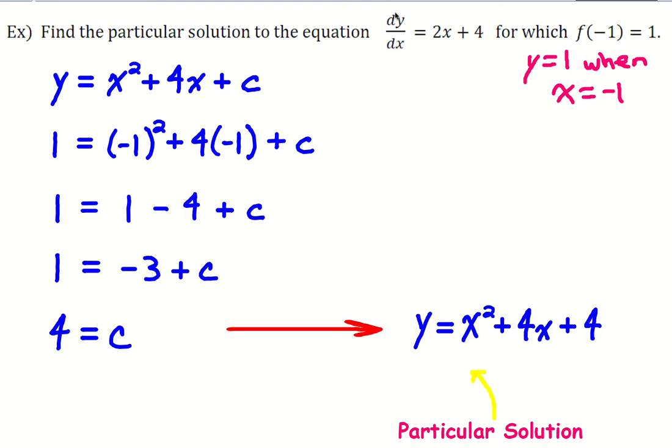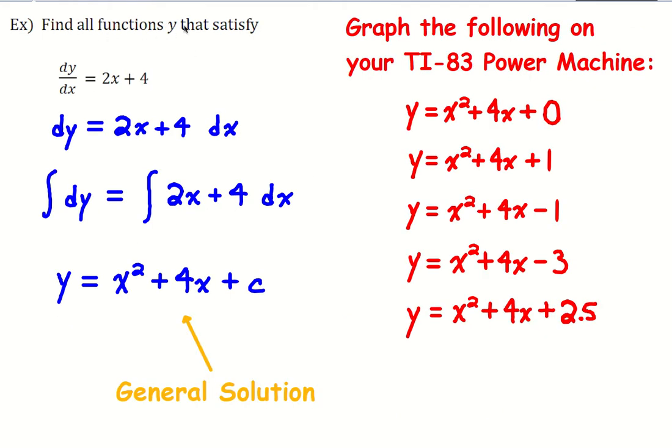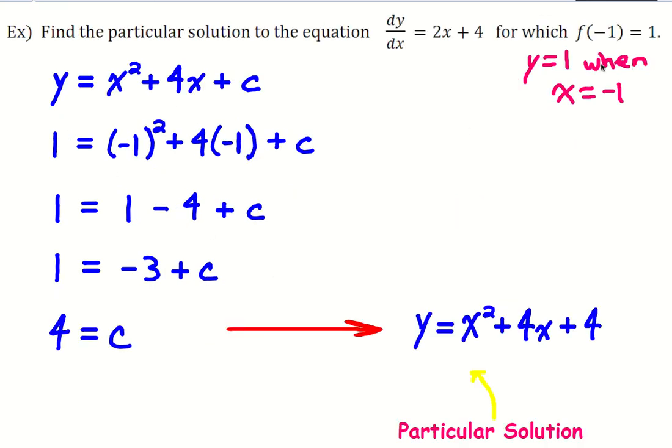So again, quick recap. If they're asking for all functions or the general solution, you're going to end up with a plus c, and that's the best you can do from this last example. But since they give you extra info like f of negative 1 equals 1, you can actually get that particular solution with that particular c value.